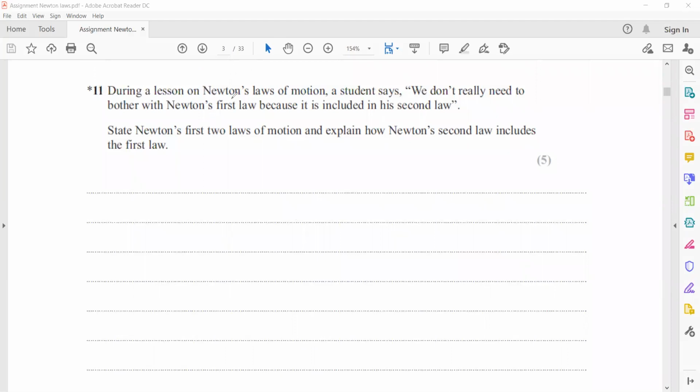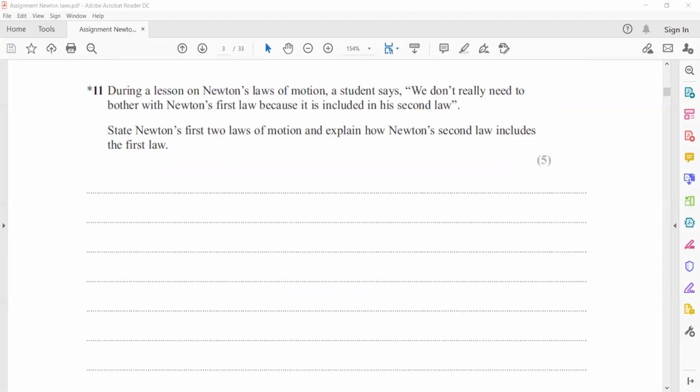During a lesson on Newton's laws of motion, a student says, we do not really need to bother with Newton's first law because it is included in the second law. Means the first law is included in the second law. State the first two laws and explain how the second law includes the first law. Look, what is the statement if an object is at rest?